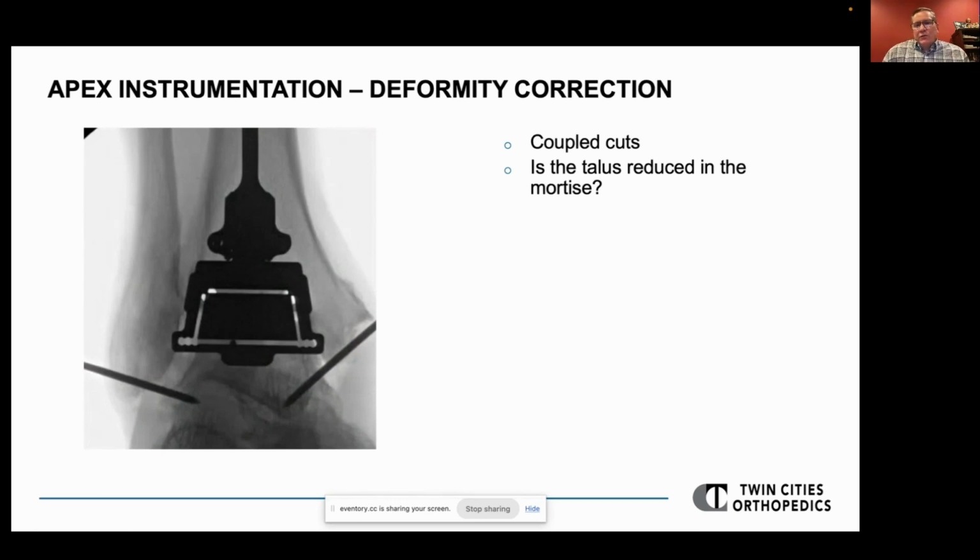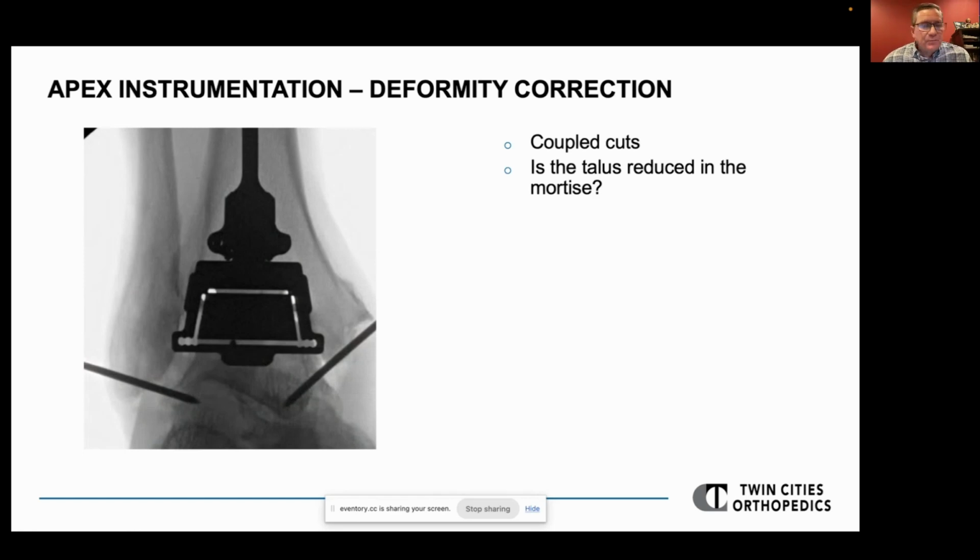When we talk about deformity correction, the instrumentation with the Apex, I think, is useful and user-friendly when we talk about correcting deformity. I'm a believer in coupled cuts. I tend to couple my tibial and talar cuts as often as I can. Philosophically, I feel like if I can reduce the talus in the mortise first, so I get the talus reduced in the mortise, then I can couple my cuts.